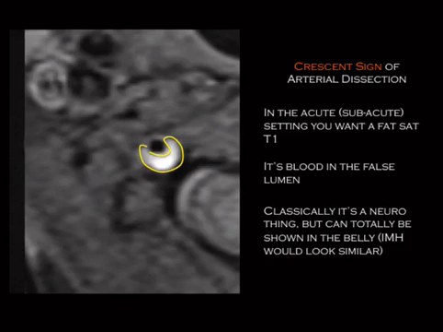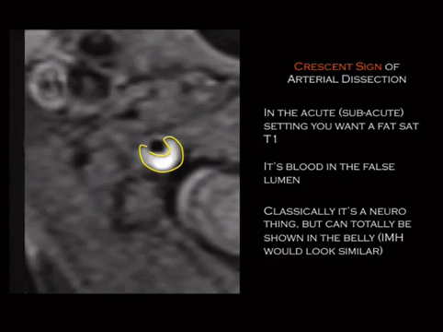Yes, acute intramural hematoma would look similar because blood looks like blood, but if you Google crescent sign neck dissection, or crescent sign neck or neuro or something like that, dissection is going to come up first. So if you see that, think dissection.